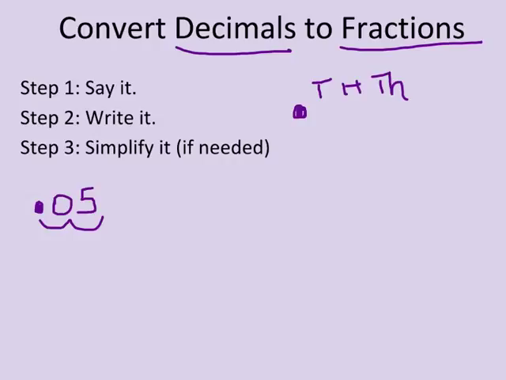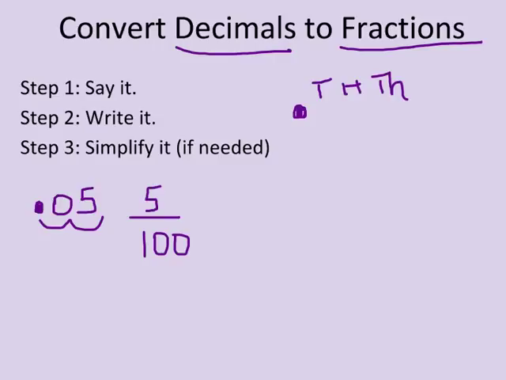Well, I just did step 1. I said it, 5/100ths. Now I'm going to write it. Well, I just said 5/100ths, so that's how I'm going to write it, as a fraction, 5/100ths. And that last step would be to simplify it if I need to. And in this case, I know I do need to do so.